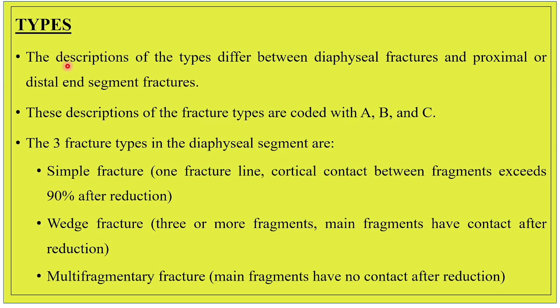Coming to the types, the descriptions of the type differ between diaphyseal fractures and proximal or distal segment fractures. These descriptions of fracture types are coded with A, B, and C. The 3 fracture types in the diaphyseal segment are: simple fracture, that is one fracture line, where cortical contact between fragments exceeds 90% after reduction. Next is the wedge fracture, in which the fragments have contact after reduction. The third type is the multi-fragmental fracture, in which the main fragments have no contact after reduction. These are the three fracture types in the diaphyseal segment.